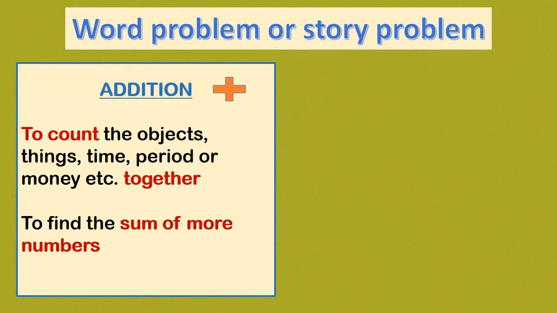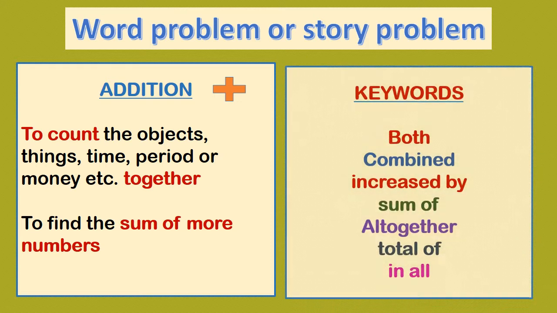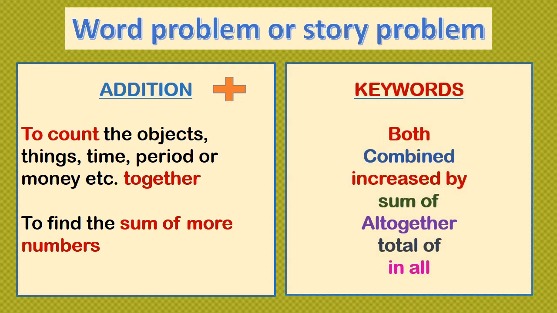So children, we do addition to count the objects, things, time, period or money and many more things together, or to find the sum of more numbers. Keywords to understand the addition word problems are both, combined, increased by, sum of, altogether, total of, in all.